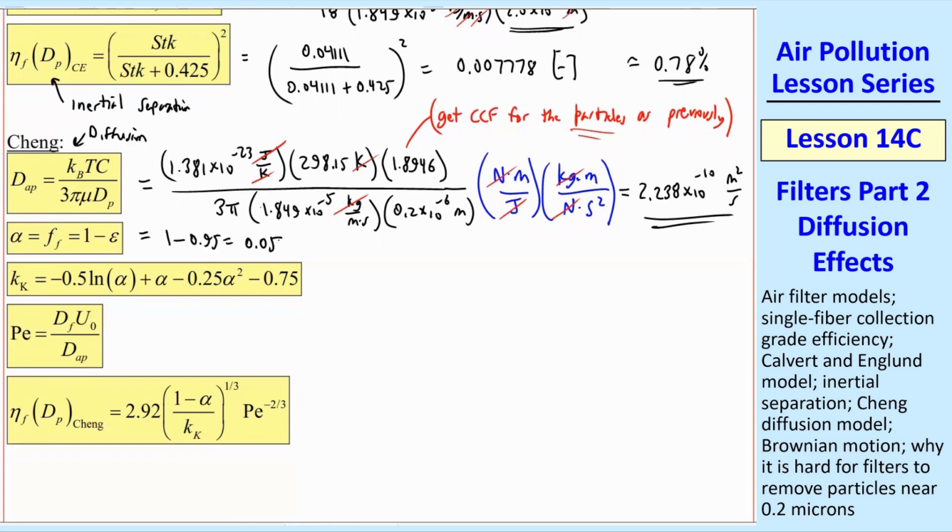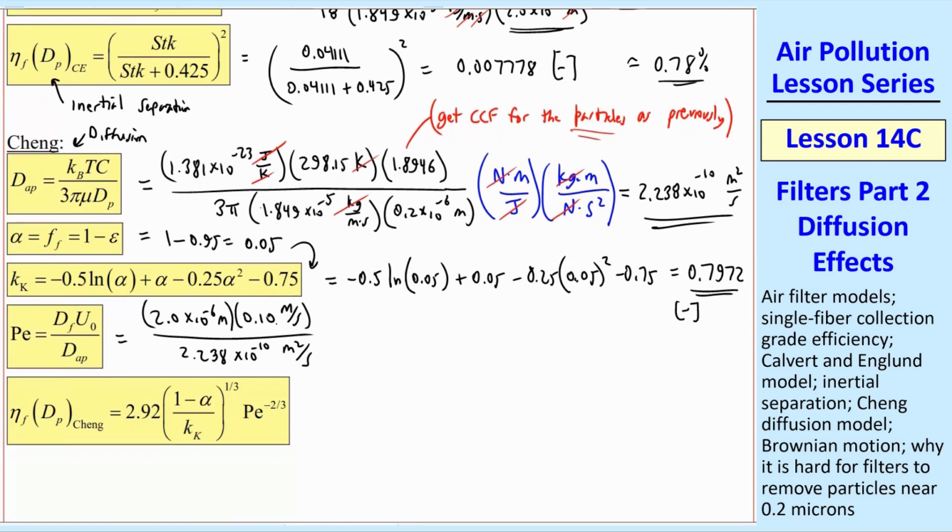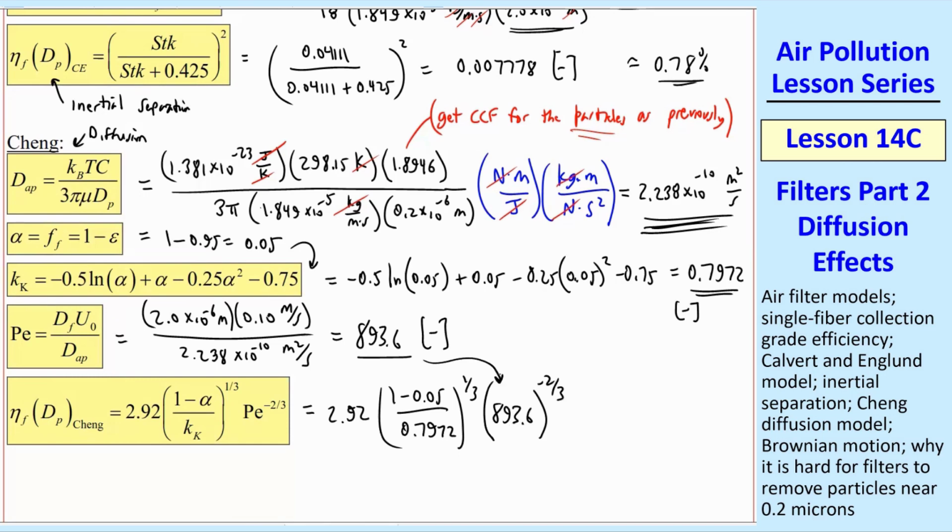Alpha is just 1 minus epsilon, or 0.05. And then the Kuwabara hydrodynamic factor, Kk, I get 0.7972, non-dimensional. And the Peclet number, make sure you use the right diameter here. This is the single fiber diameter, 2.0 microns, and then U naught over D_AP, which we calculated up here, and I get 893.6. And then finally my Cheng single fiber collection efficiency, plug in alpha and Kk, plug in Peclet number, I get 0.03337, or about 3.3%.